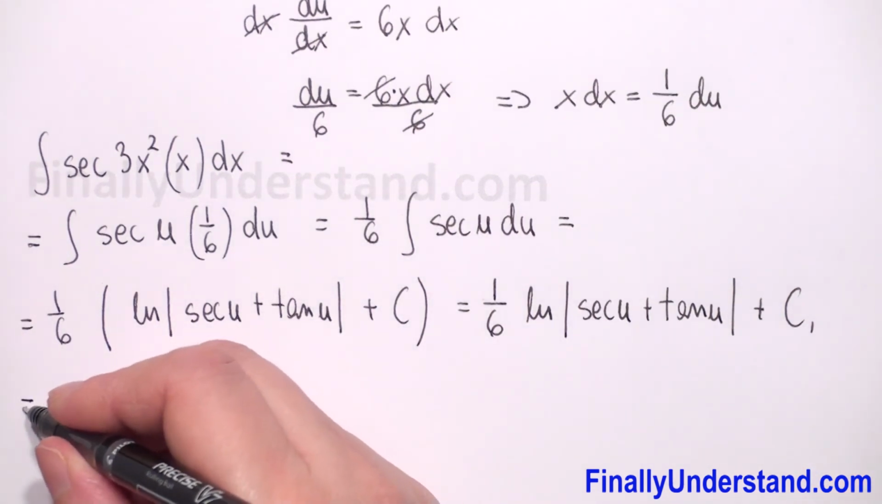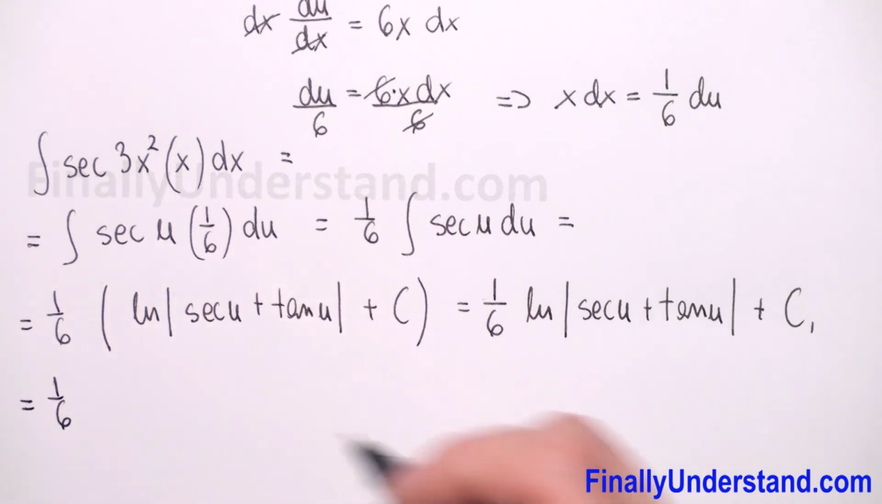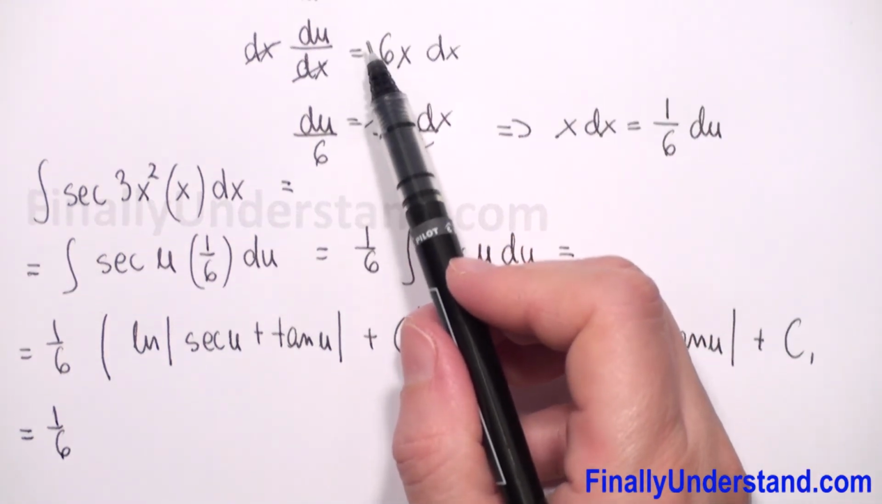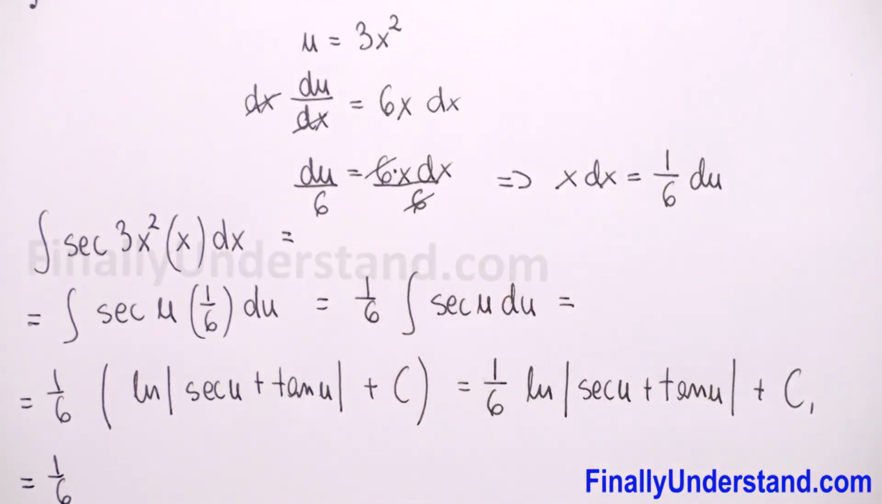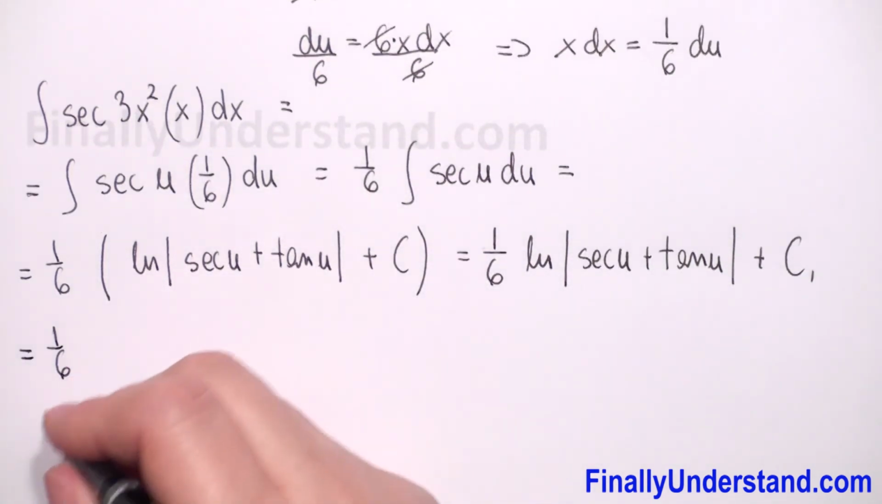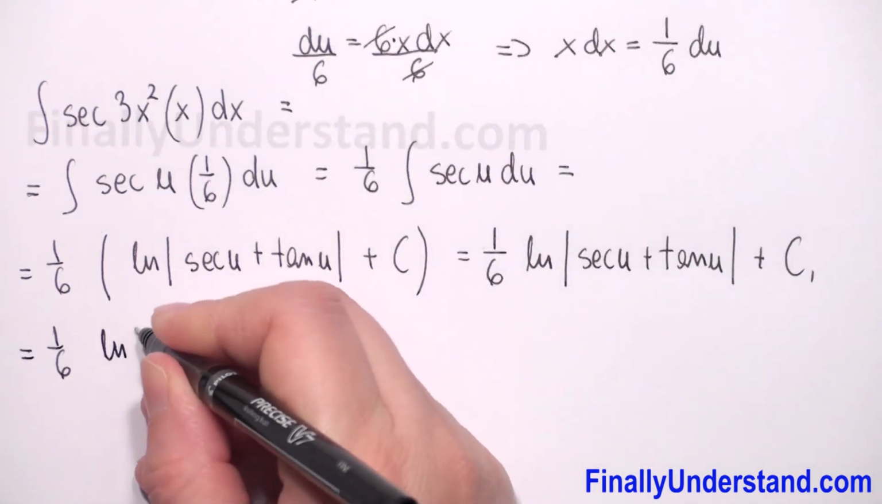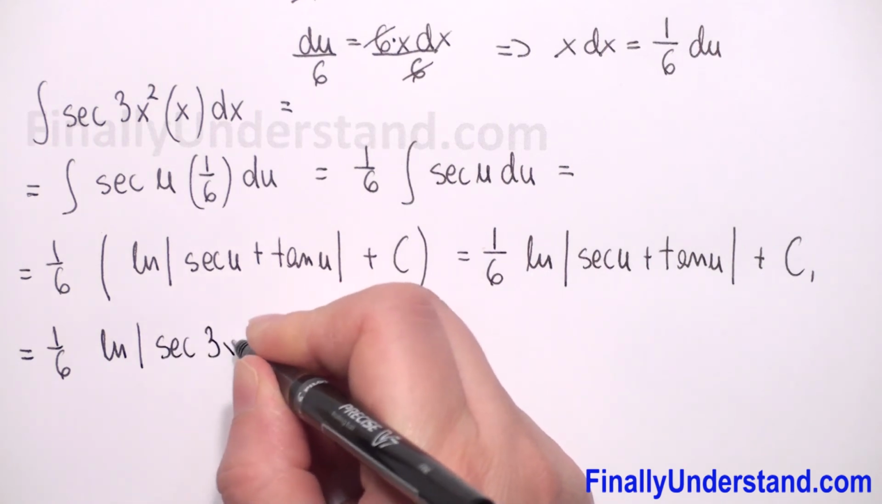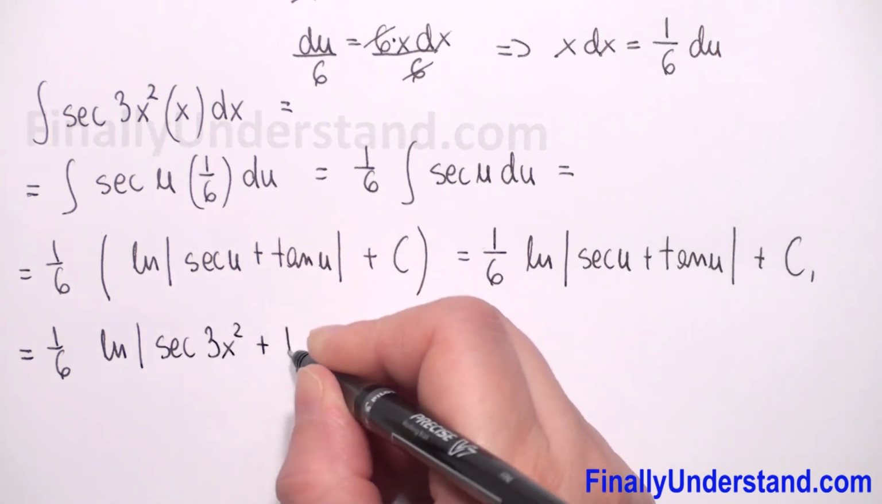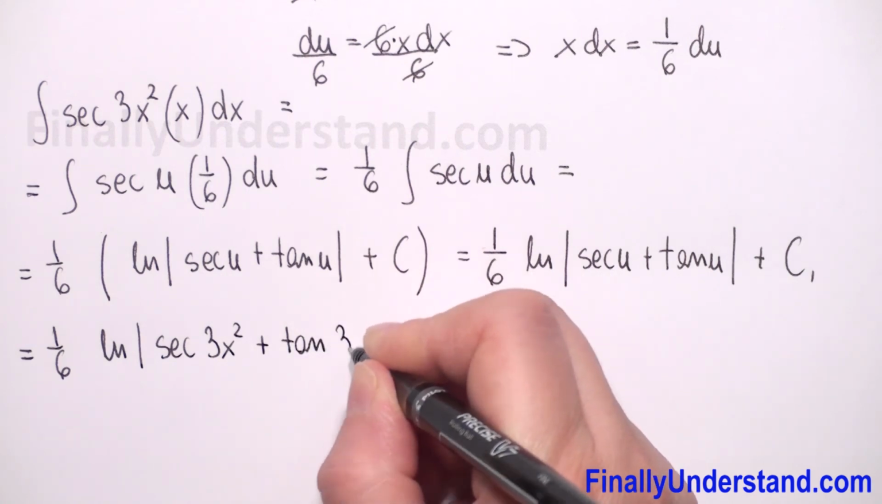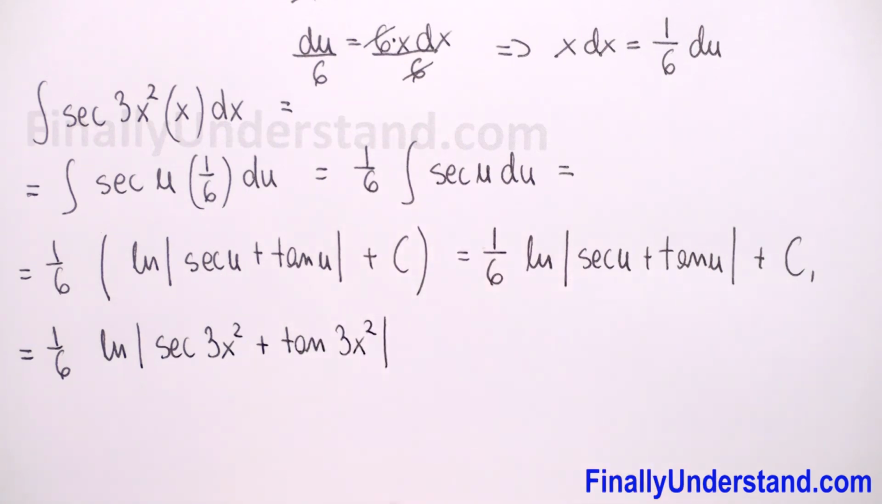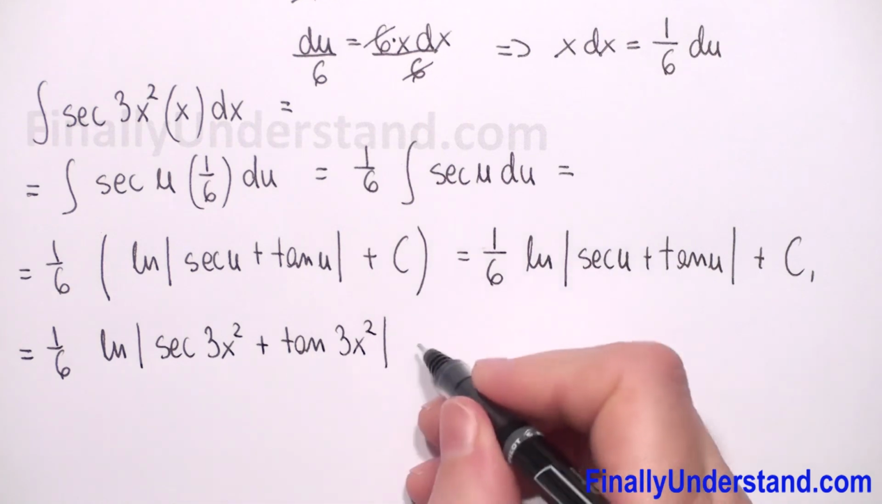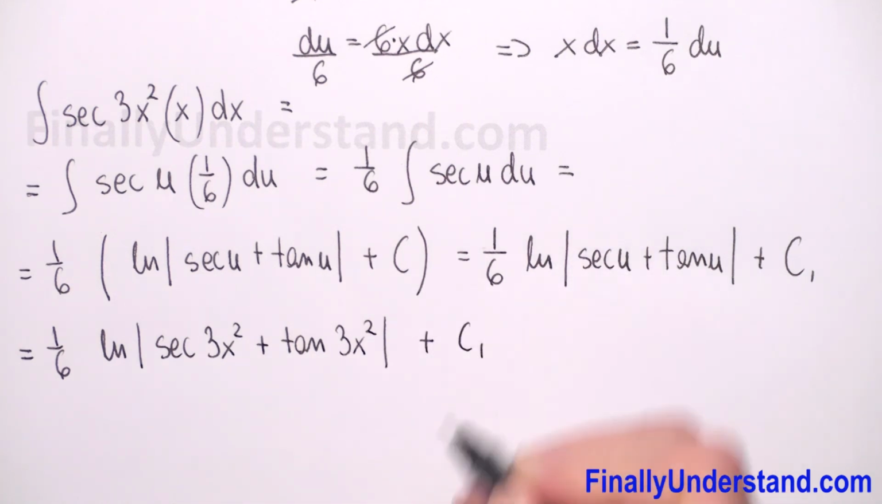Now we have to come back to our substitution. U is equal 3x squared. So we have natural logarithm of absolute value of secant of 3x squared plus tangent of 3x squared, of course absolute value, plus constant c1. This is my solution.